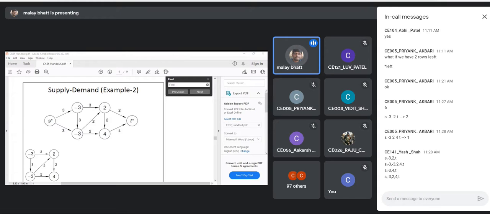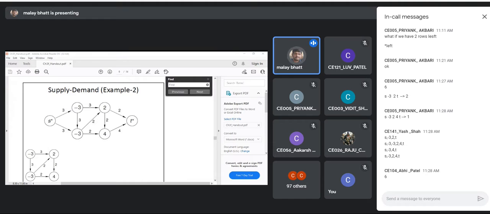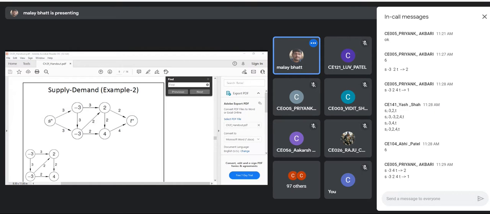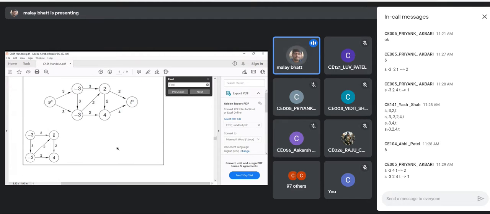Okay, so we have to consider basically 4 paths. Yes, to get the answer, we have to have 4 different paths, and that will give us the flow value as 6. So that is how you can satisfy the supply demand network.